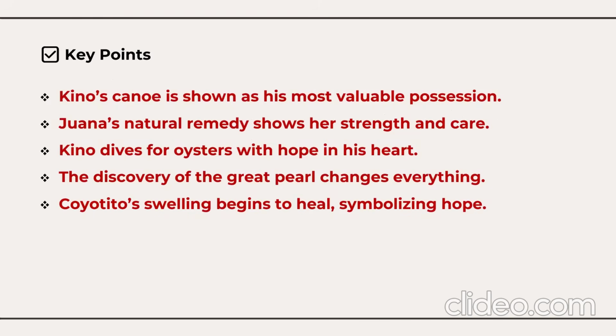So, what are the key points in the second chapter? Kino's canoe is shown as his most important possession. Juana's natural remedy shows her strength and care. Kino dives for oysters with hope in his heart, and the discovery of the great pearl changes everything. Coyotito's swelling begins to heal, which shows a kind of hope.